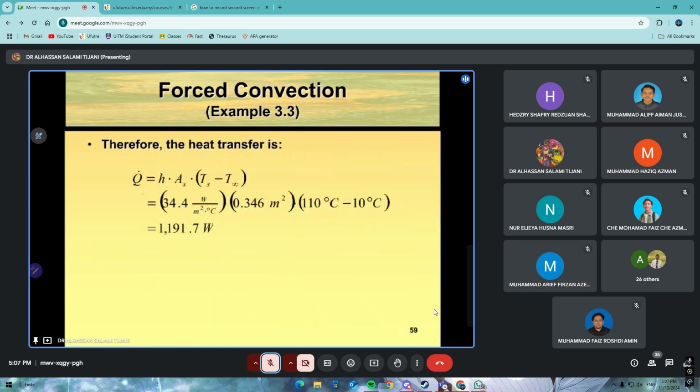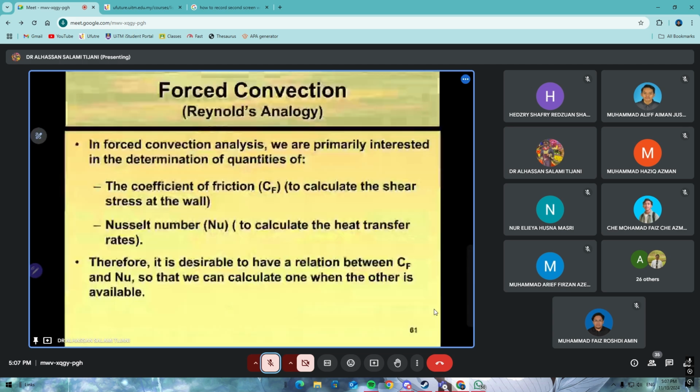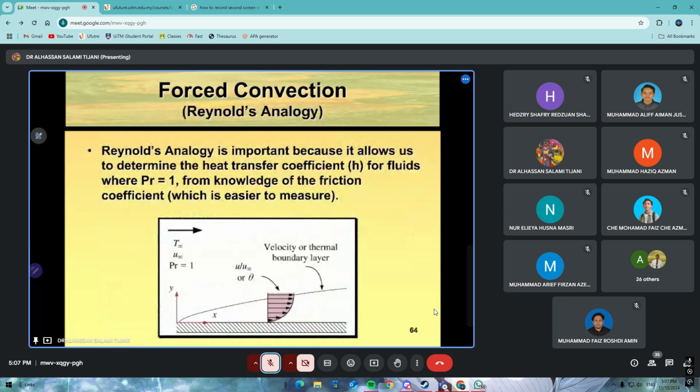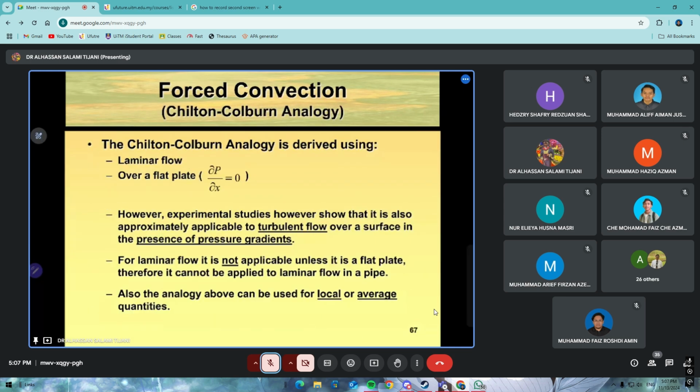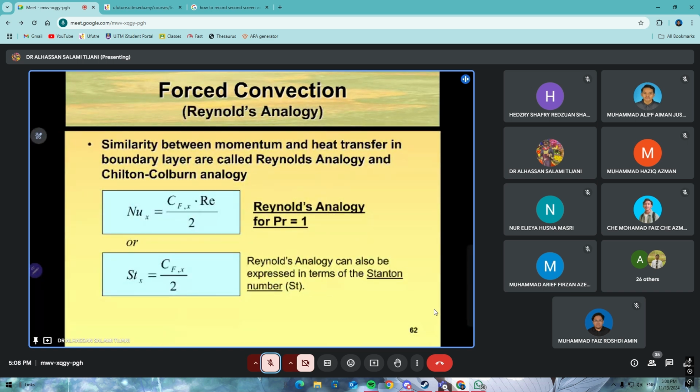So Q equals hA (Ts minus T infinity), which is given by this. All right, so I think I'll be proceeding with this in the next class. In the meantime, I'll take about a 5-minute break and then we'll solve a few questions before leaving.